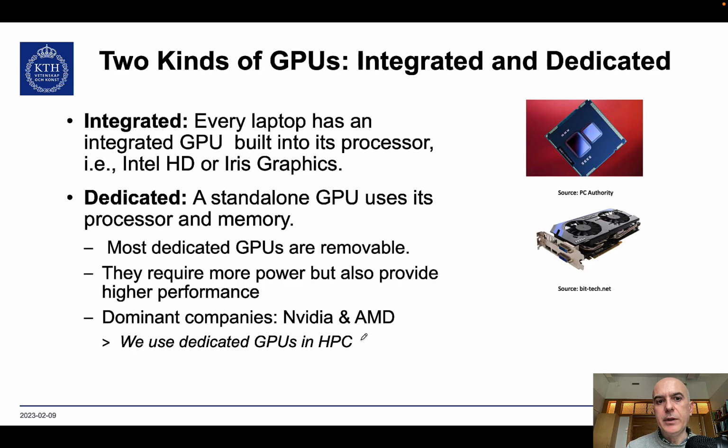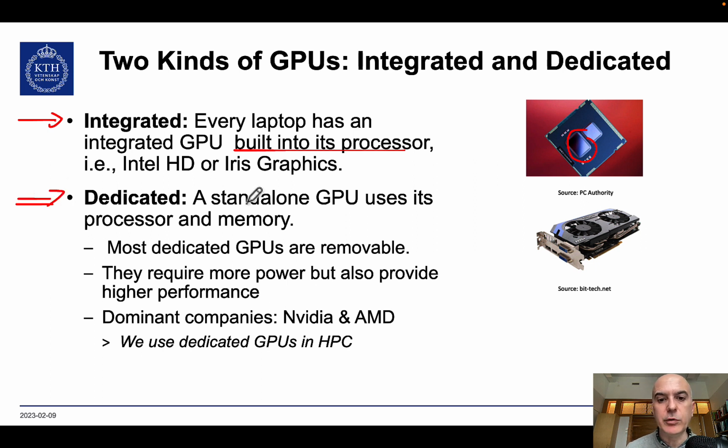There are two kinds of GPU. The first one is integrated, and it's the one that you are likely using now that you are looking at this lecture. So these integrated GPUs, like a laptop has, are built into the processor. So you might check which integrated GPU you have in your laptop. You will find out that likely it is something like Intel HD or Iris Graphics, but something that is right away integrated on the CPU. The most important for HPC applications that we want to use is the so-called dedicated GPU.